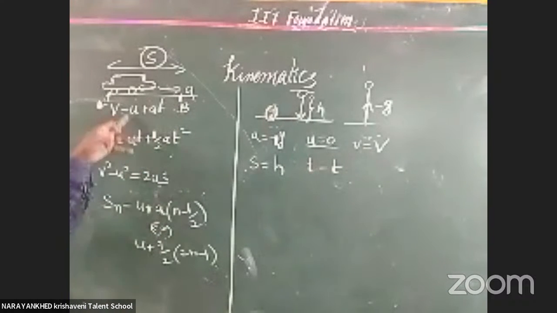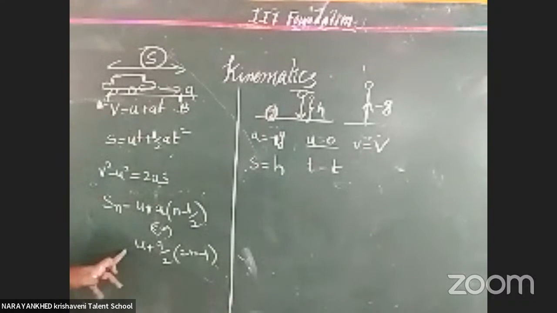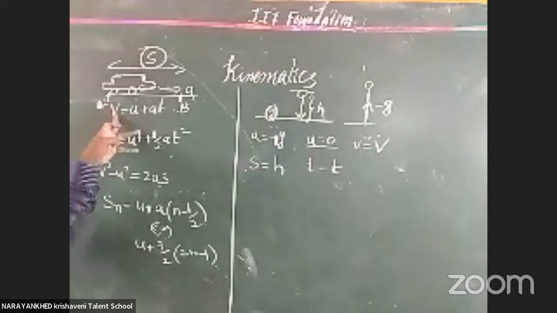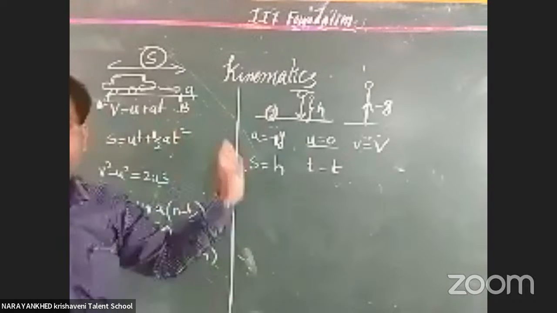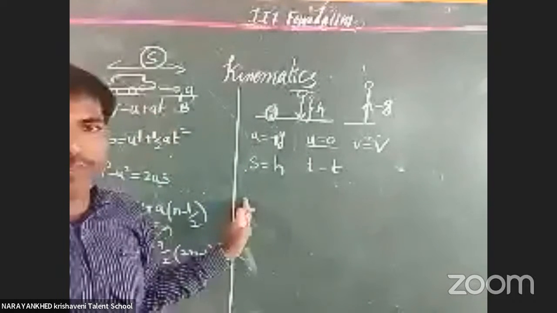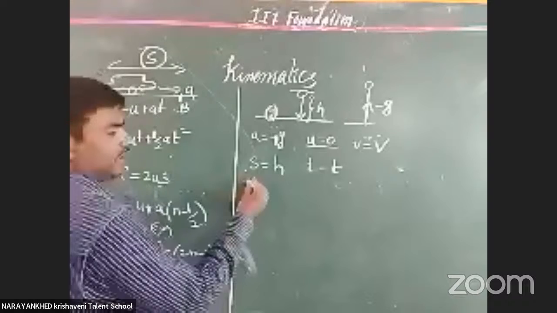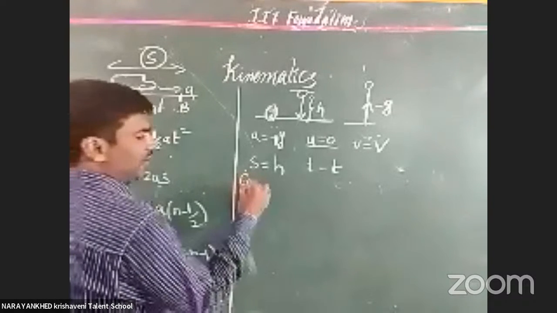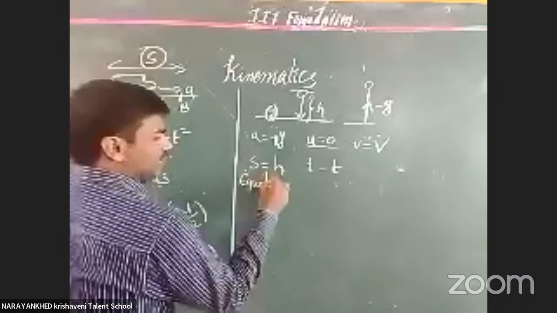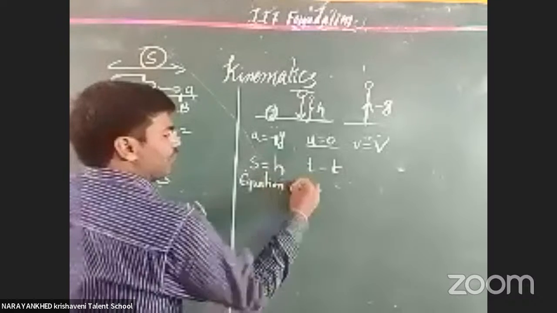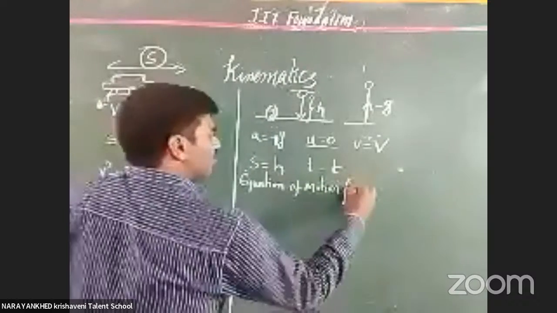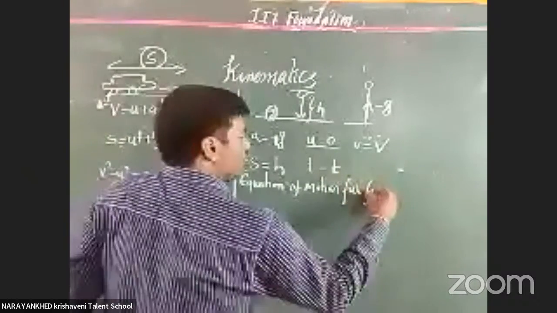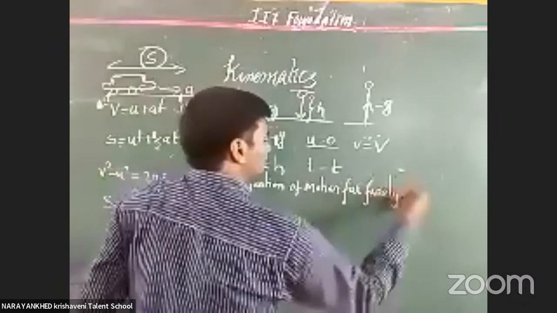Now, whatever the values are there, you have to convert them like this. You get the equation of motion for a freely falling body. Clear or not? Now you get the equation of motion for a freely falling body.